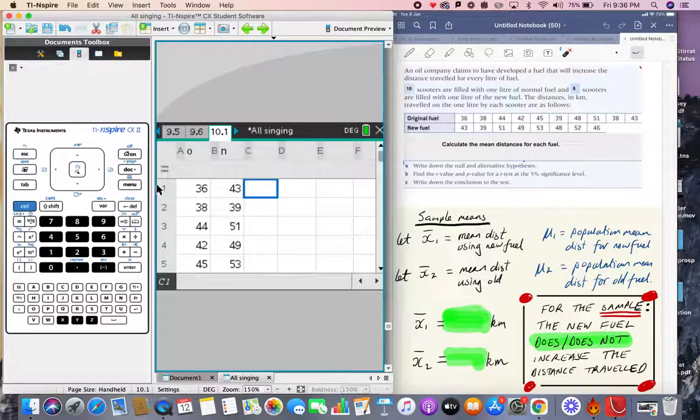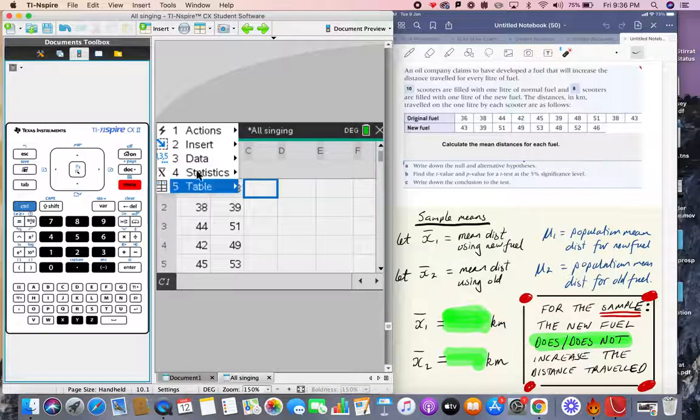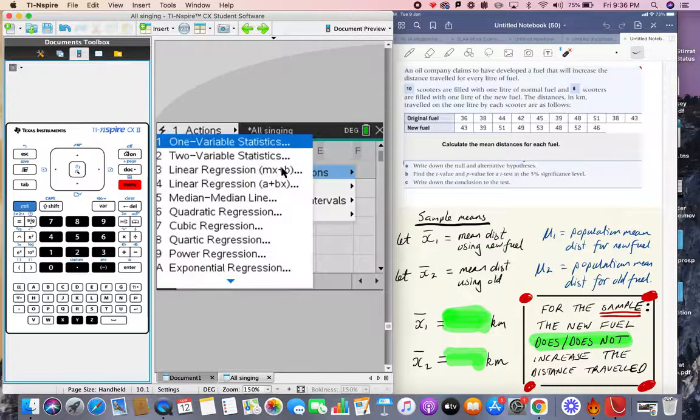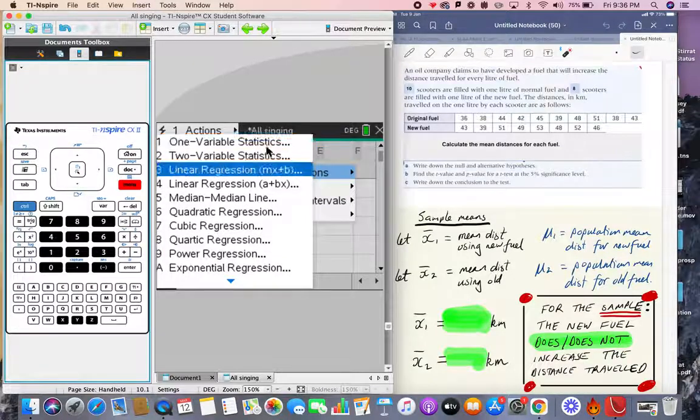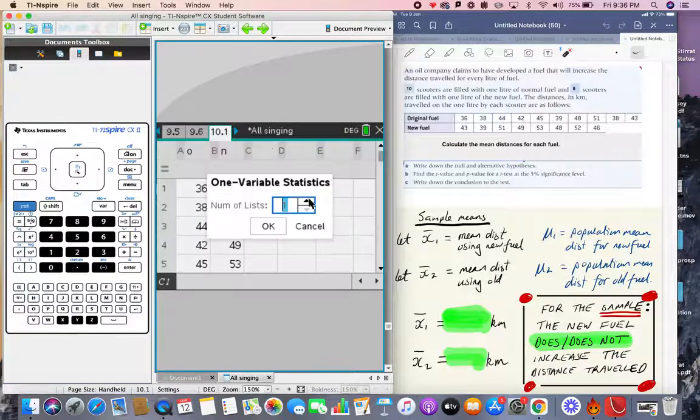What we're going to do first is go to menu, statistics. We're going to do some stat calc. I just want to find the mean, so I want to find the mean of the samples. All right, so let's do a one variable statistic. And it's actually two lists. So the variable I'm calculating with for the sample is the distance travelled.